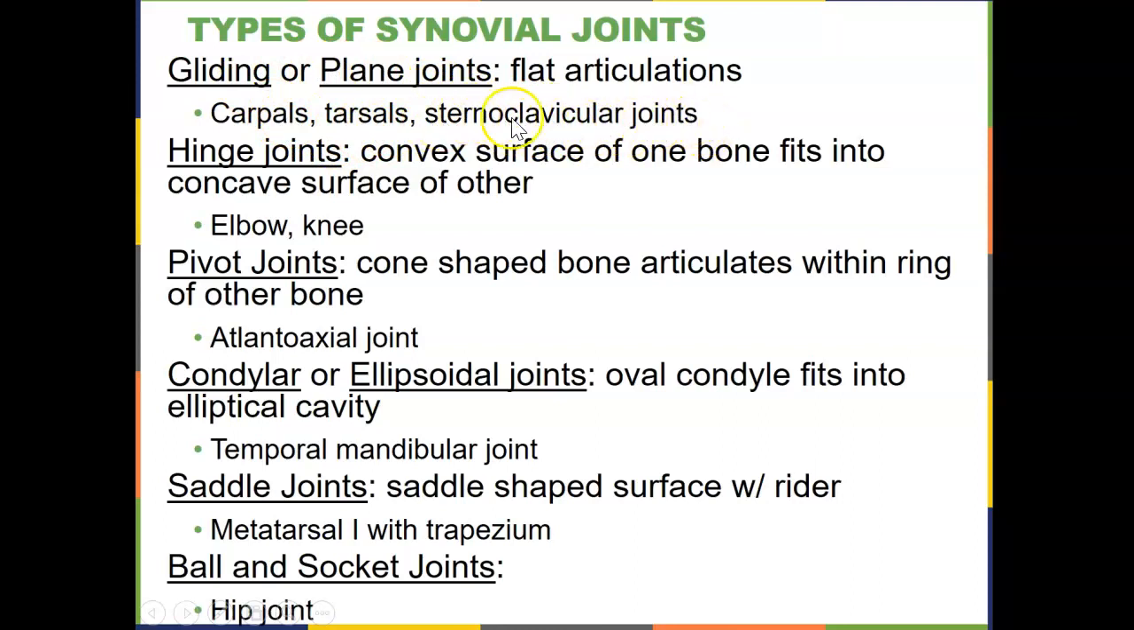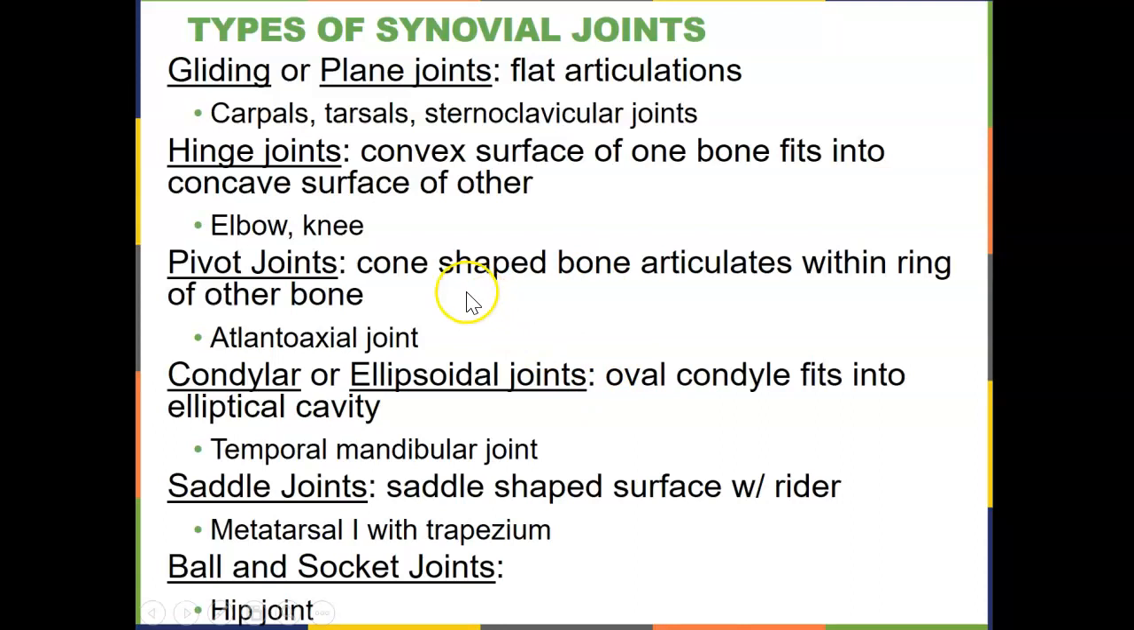So remember sternoclavicular joints. Think about that, shoulder. Hinge joints have a convex surface, so that one bone literally fits on kind of the concave end of another. This happens at the elbow and the knee. So one bone sits kind of in a cup, but this is different from a ball and socket joint.